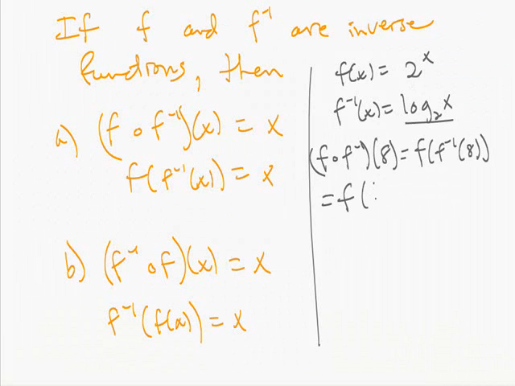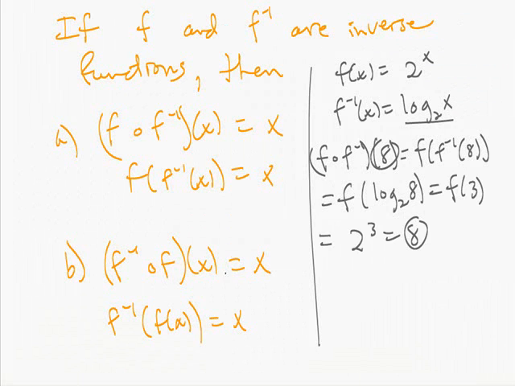So I'm taking f of the log base 2 of 8. Now, remember how you read that. That's the exponent on 2 to get 8. Well, that's equal to 3, so that's f of 3. What is f? Well, f takes 2 to the power that you put into it. 2 cubed is 8. So I get back what I started with.